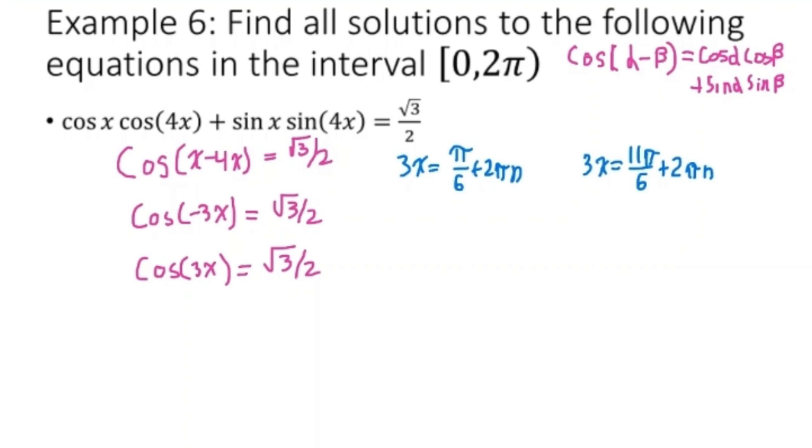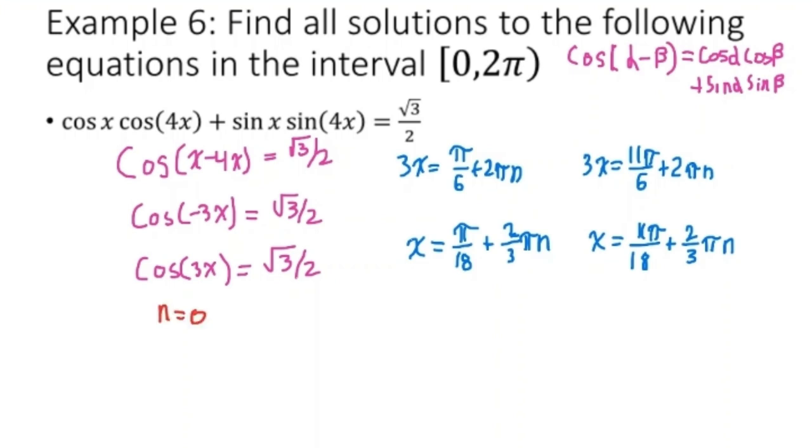To finish solving for x, we'll divide both sides by 3. And when we do, our two families of solutions are pi over 18 plus 2/3 pi n and 11 pi over 18 plus 2/3 pi n. Now we're going to plug in various values of n to find all of our solutions between 0 and 2 pi. If I make n negative, 2/3 pi is bigger than pi over 18 and 11 pi over 18, so that would result in a negative angle, which is too small for our interval.